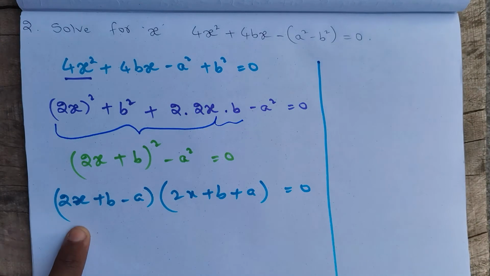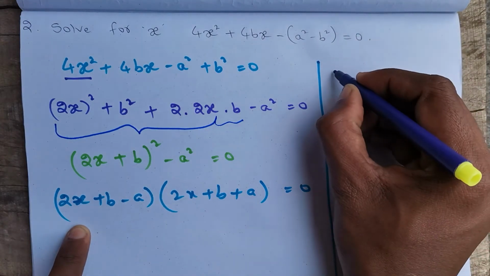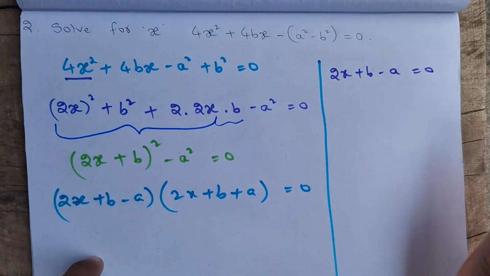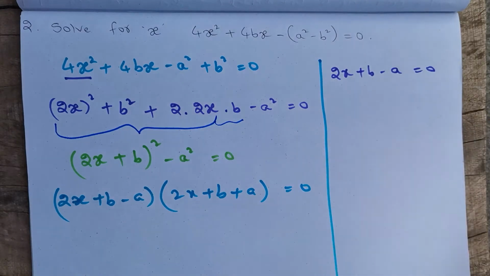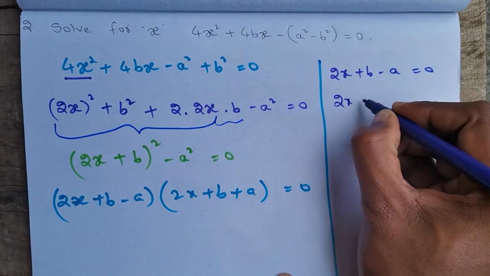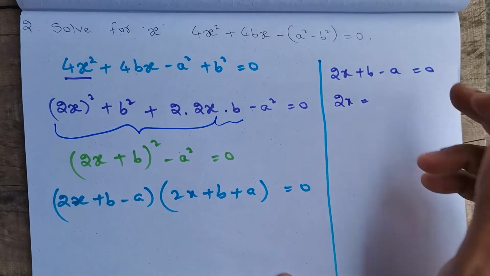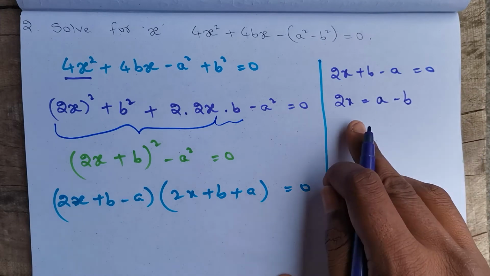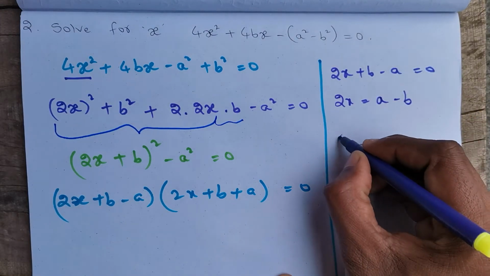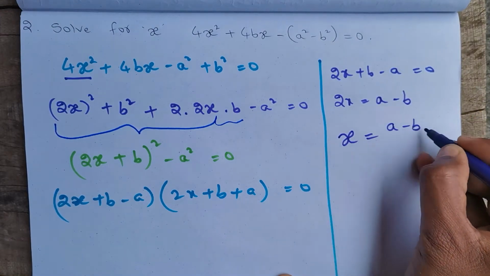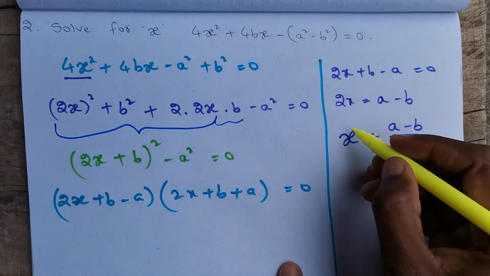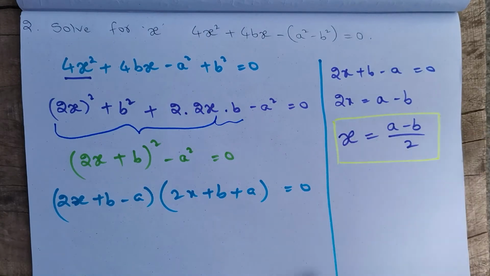First I will go with the first factor, that is 2x + b - a, and make it equal to 0. We want the x value, so everything else I will take to the right side. 2x as it is equals minus a. If I take it to the right side, it will become plus a, plus b. If I take it to the right side, it will become minus b. So we want the x value, so 2 also I will take to the right side. Then x is equal to (a - b) divided by 2. We got one value of x, that is (a - b) by 2.